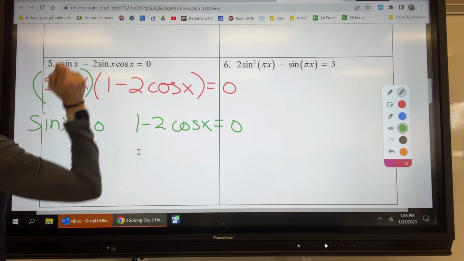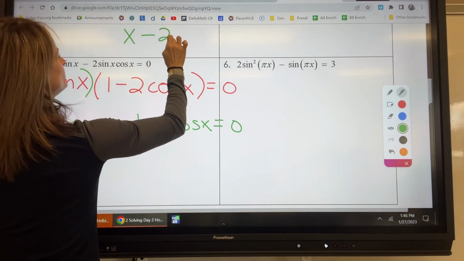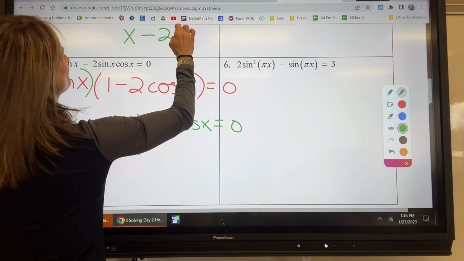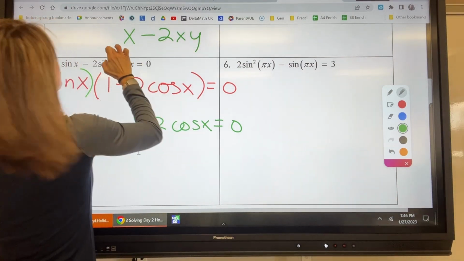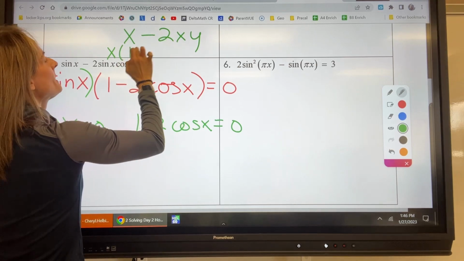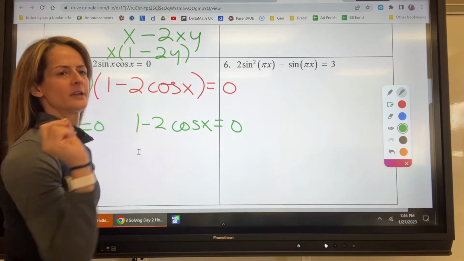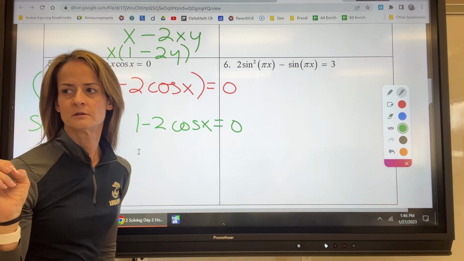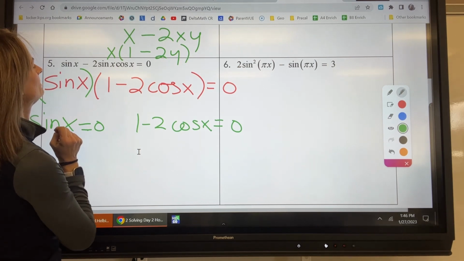Okay, let's say these were x's. Let's say this was x minus 2xy or something like that, and you were factoring an x out. It would be x, and then you have 1 minus 2y. I don't know if I answered your question. So it's not attached to the x at all. It doesn't mean there's 2 x's. It's just a number in front.